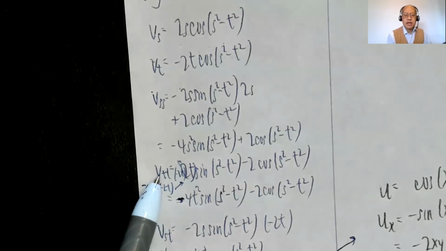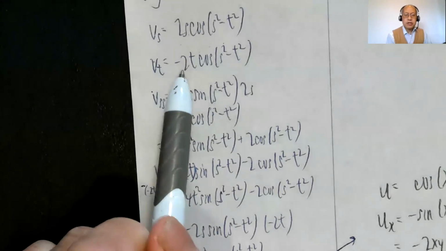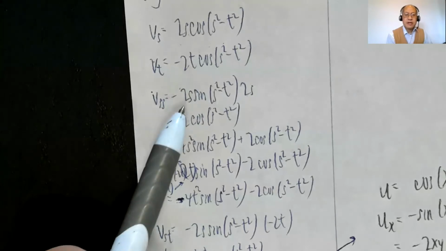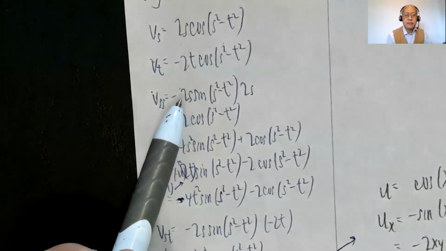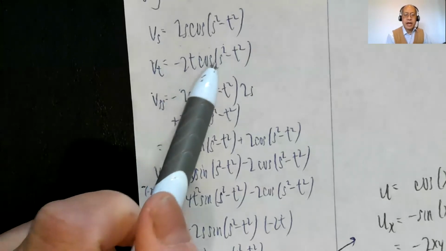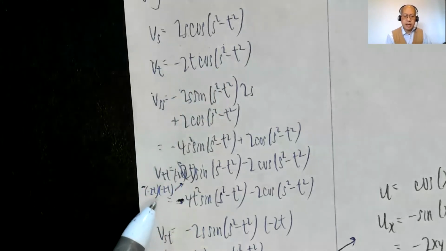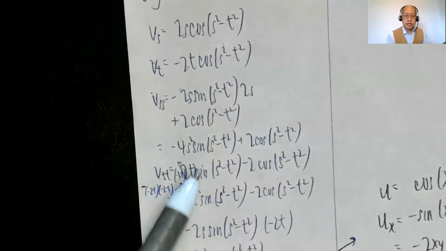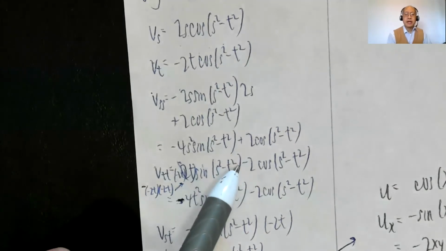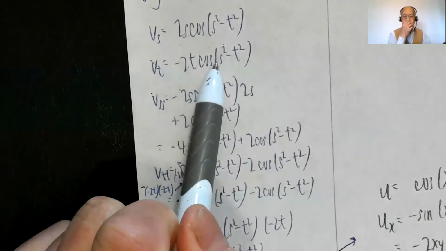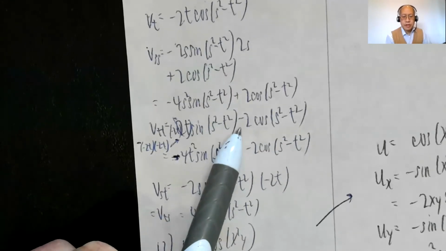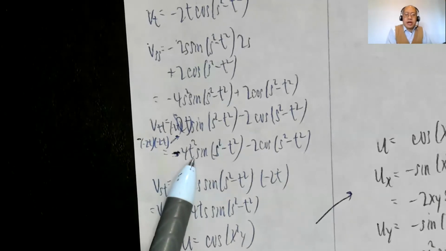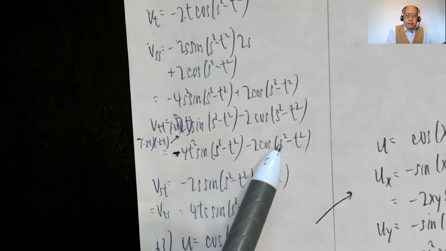So V sub tt is, let's see, first times derivative of second, so -2t, first function, times negative sine of s squared minus t squared times -2t. So I have -2t times -2t times a -1, because the derivative of cosine is negative. And then plus the second function, cosine of s squared minus t squared, times the derivative of the first, which is -2. Okay, so cleaning this up, I have a triple negative. So -4t squared sine of s squared minus t squared minus 2 cosine of s squared minus t squared.